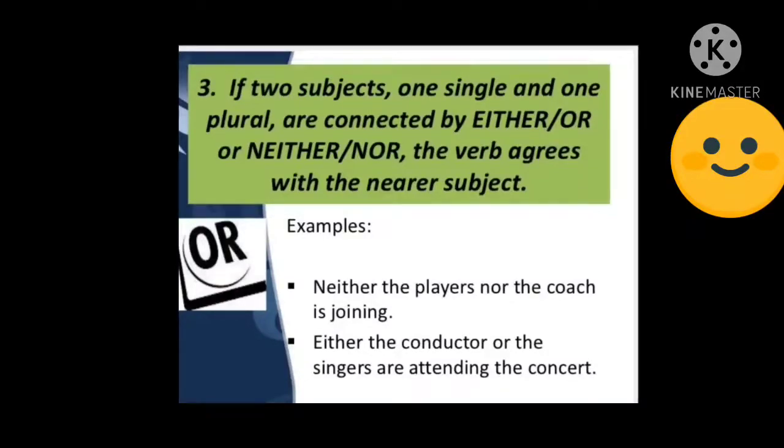Let us see examples. Neither the players nor the coach is joining. Here the subject is players, that is plural, and nor the coach, and the coach is singular. Here two nouns are connected by neither nor. You know that neither nor, either or, not only but also always go together, use them as a pair. So the first subject in this example is plural, and the second subject, which comes after the word nor, is singular. Then according to the rule, the verb must agree with the nearest subject.